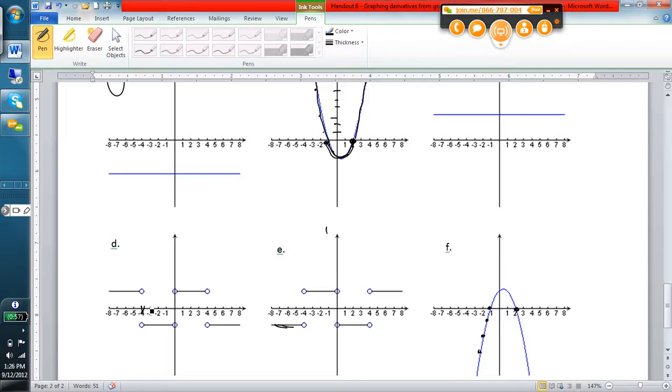Then at -4, you see what I've got? Got an open circle here, open circle here. Is that right? That'd be right, wouldn't it? Because the derivative does not exist at those, so I don't need a point there. And so I've got 2 open circles, and the same thing happens at 0. All right, so yeah, I'm good with D. All right?